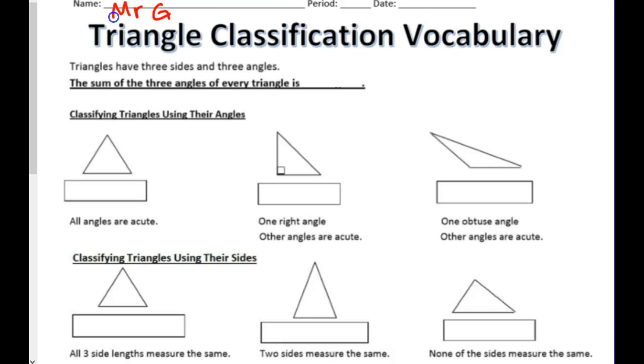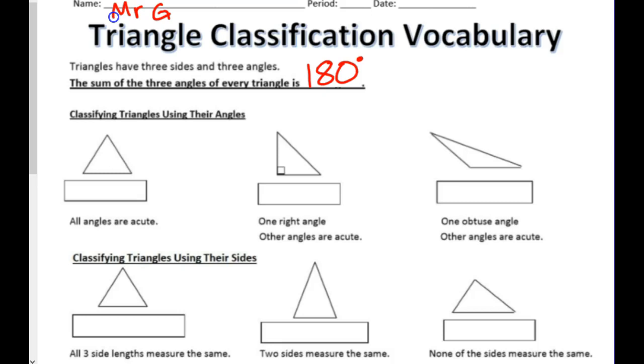Okay, so this triangle stuff is going to go on to the next 9 weeks, which is actually only 6 weeks long. It's a short 9 weeks, okay? Well, let's talk about triangle classification vocab. So it says triangles have 3 sides and 3 angles. Of course, the sum of the 3 angles of every triangle is 180 degrees. You have to know this.